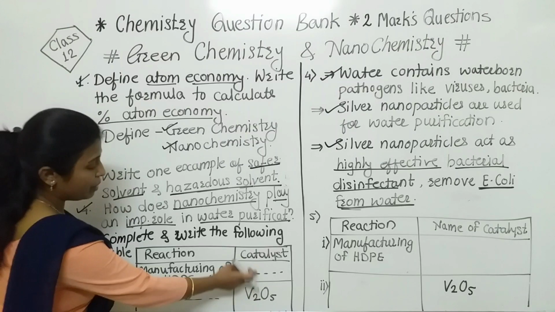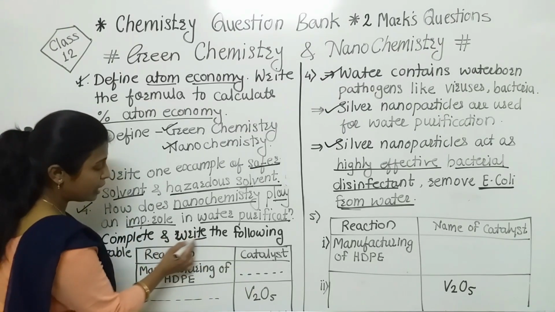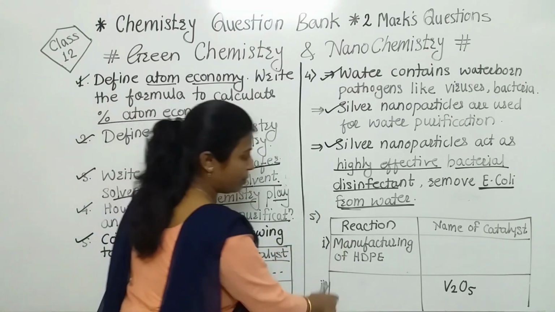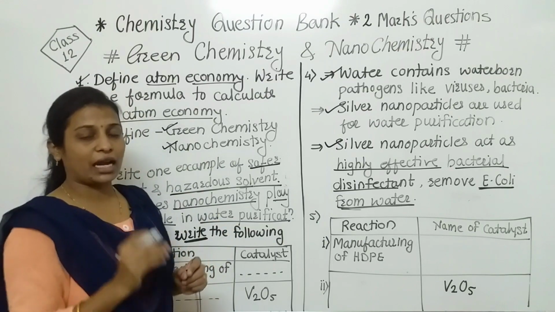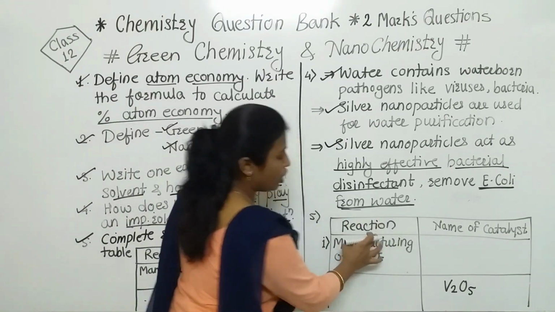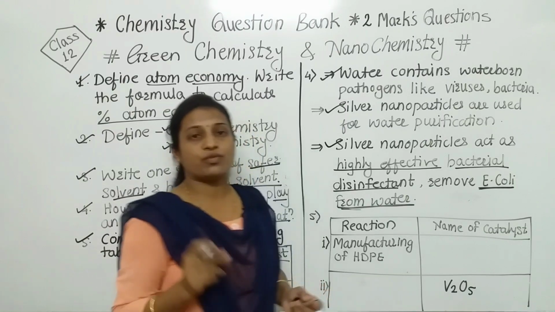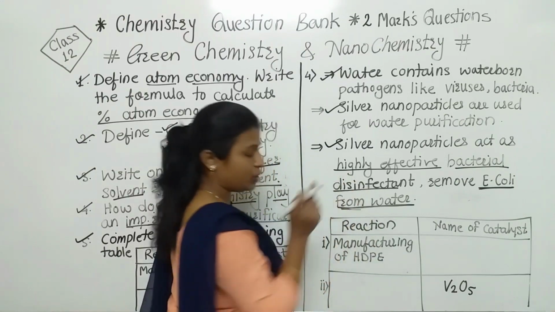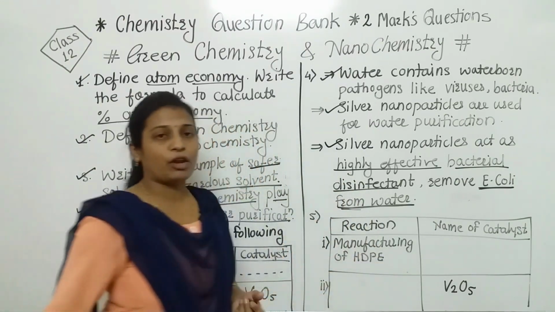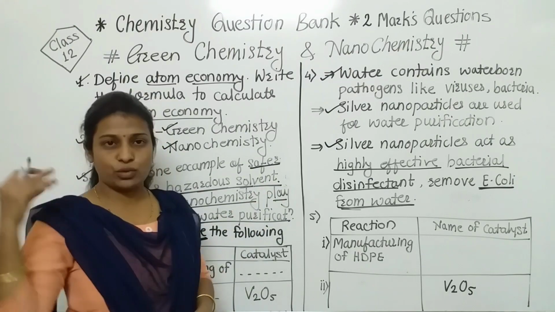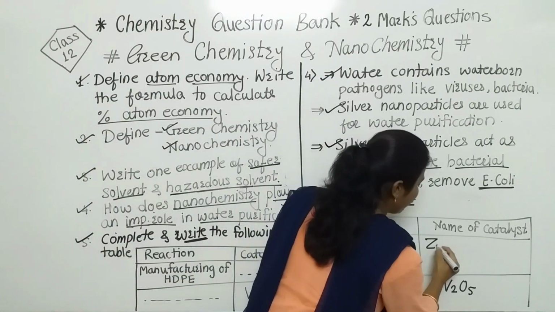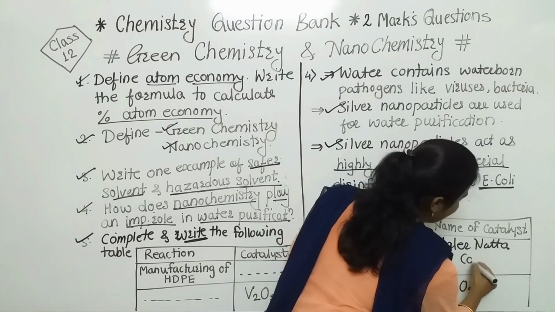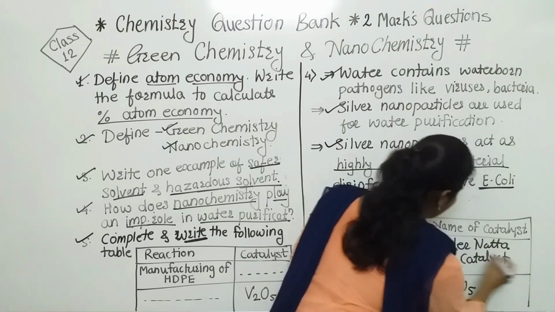We have to complete this table and also write it. Don't write only the answer, you have to draw the table and fill it. The first column is for the reaction and the second column is for the name of catalyst. The first one given is manufacturing of HDPE, means high density polyethylene. Which catalyst is used for it? As we know, the name of the catalyst is Ziegler-Natta catalyst. So this is the answer.